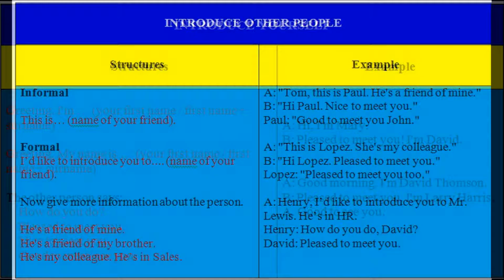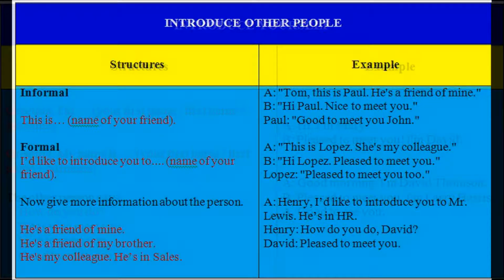Secondly, how to introduce other people. In informal situations, you can use the structure "this is", and after that is the name of your friend. But in formal situations, you can use the structure "I'd like to introduce you to", and after that is the name of the person you want to introduce.